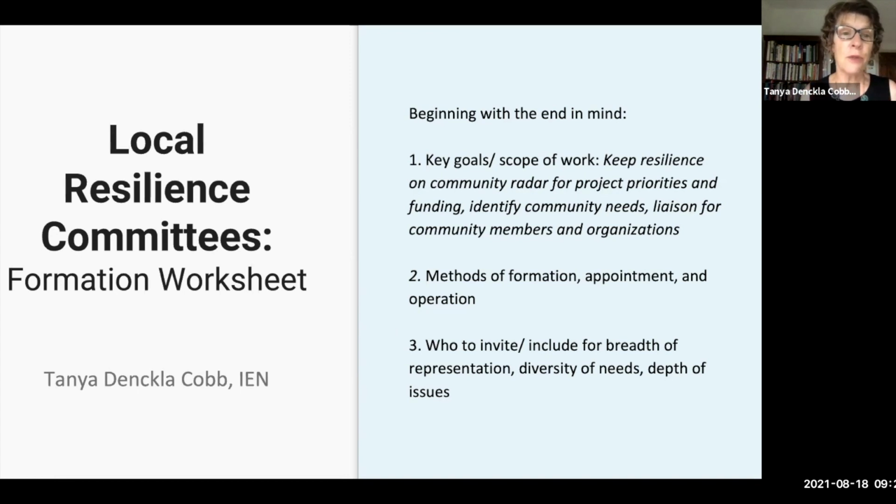The worksheet leads you through all of these questions. So we offer that to you as another one of these many tools that we've developed to address your needs in the last year.